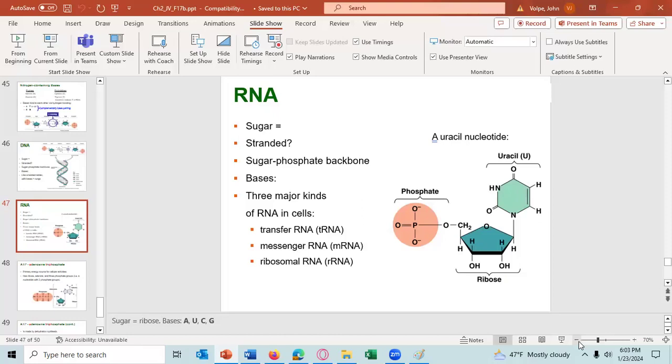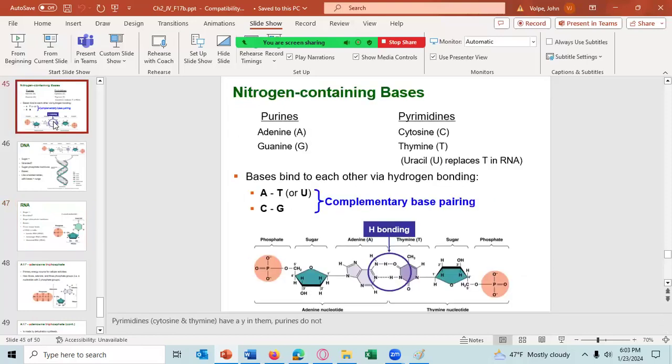RNA also has 4 bases. However, only 3 of the bases are the same as DNA. Here we go. So in RNA, we have adenine, guanine, and cytosine, and all of these we can find in DNA. DNA also has thymine. We do not find thymine in RNA. Instead, we have uracil. Any question about any of that?